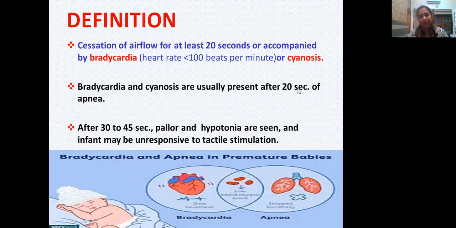So if a baby is having a cessation of breaths even for less than 20 seconds, and with that has got a bradycardia or cyanosis, then also that is an apneic episode. Now, normally bradycardia and cyanosis usually present after 20 seconds of apnea, and after 30 to 45 seconds, even if the apnea cycle doesn't break, then pallor and hypotonia also set in, and the infant may be unresponsive to tactile stimulation. So there is bradycardia and apnea in premature babies.